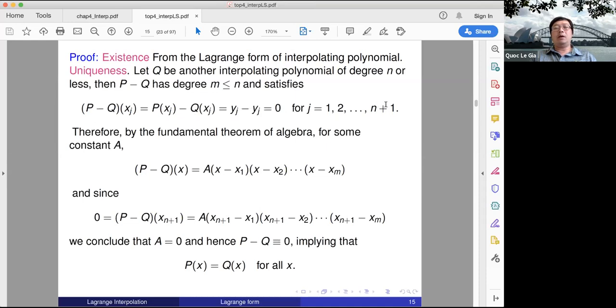Remember, you have n plus 1 points here. So therefore, the only way for this to equal 0 is that the coefficient a equals 0. But if a equals 0, you replace it in here, then p minus q is 0 for all x. That has to be the zero polynomial. P minus q has to be the zero polynomial, and therefore p has to be identical to q. So that's what we proved: the polynomial is unique.